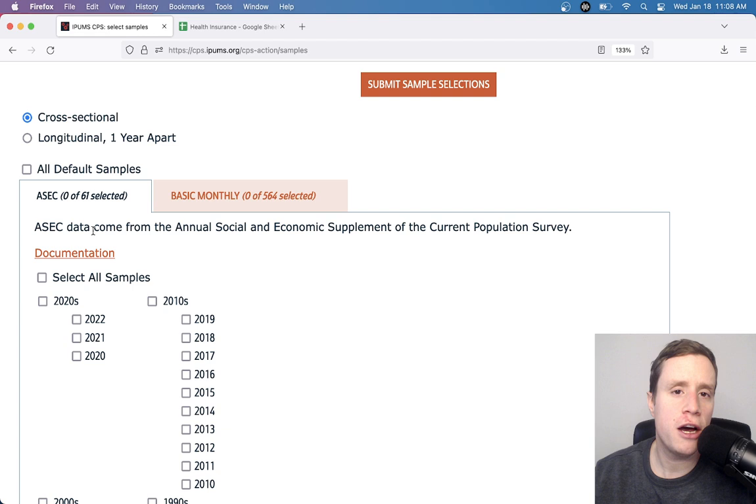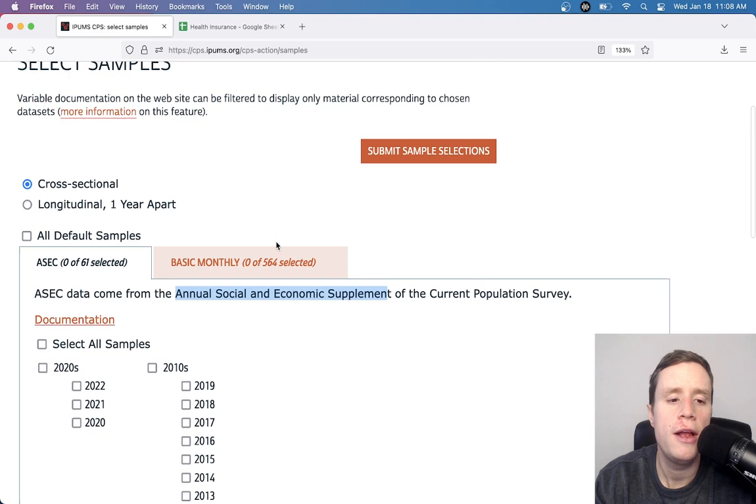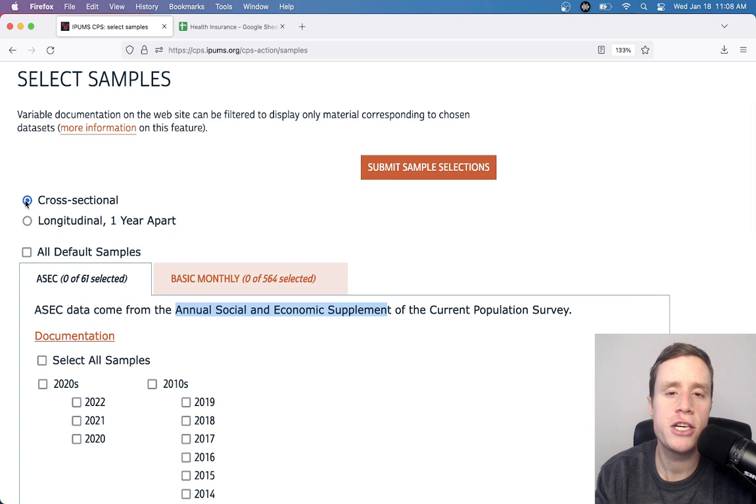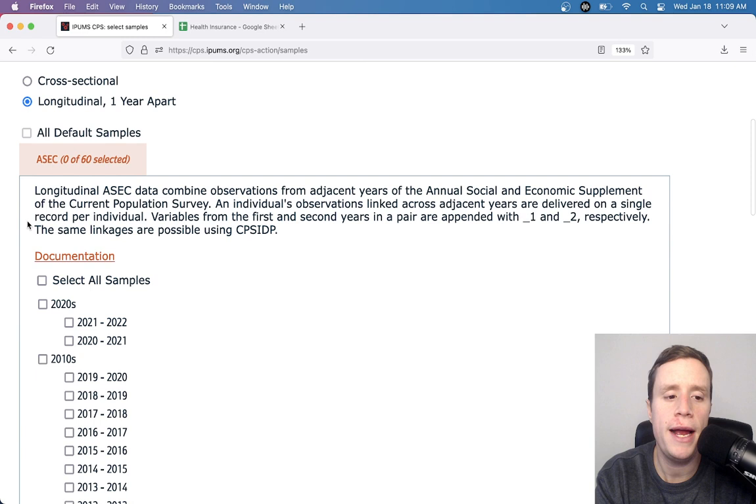And so you can specifically select those March files, which are sometimes called ASEC files, which stands for the Annual Social and Economic Supplement of the Current Population Survey. So you can pick those as well. But I'm going to do something a little bit different. So you see, we have here cross-sectional, and cross-sectional just means a single point in time, right? So March 2018 or April 2013, a specific month, just one point in time. And then longitudinal means multiple points in time. In this case, we're only talking about 2 points in time. This was only recently added to IPUMS, and I've been playing around with it all week, and it's really fun.